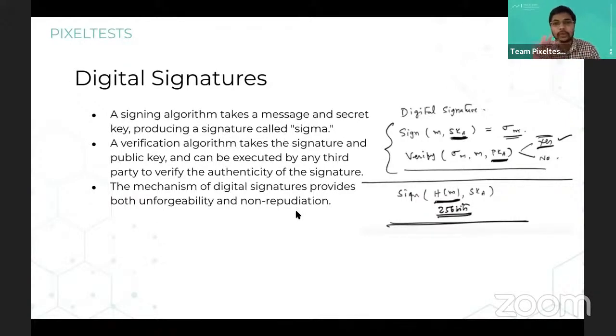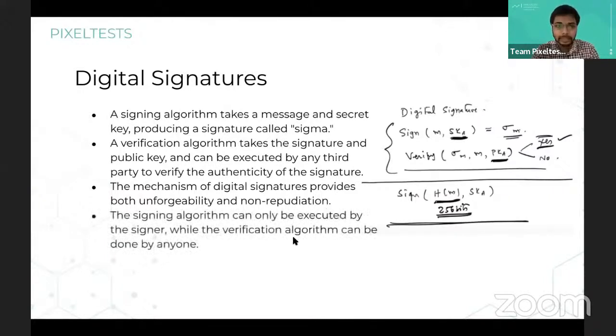So both of these properties are given by digital signatures, right? The signing algorithm can only be executed by the signer, while the verification algorithm can be done by anyone. So I hope why we use digital signatures is clear, how the signing and verification algorithms are both used, and who uses which is clear, right?